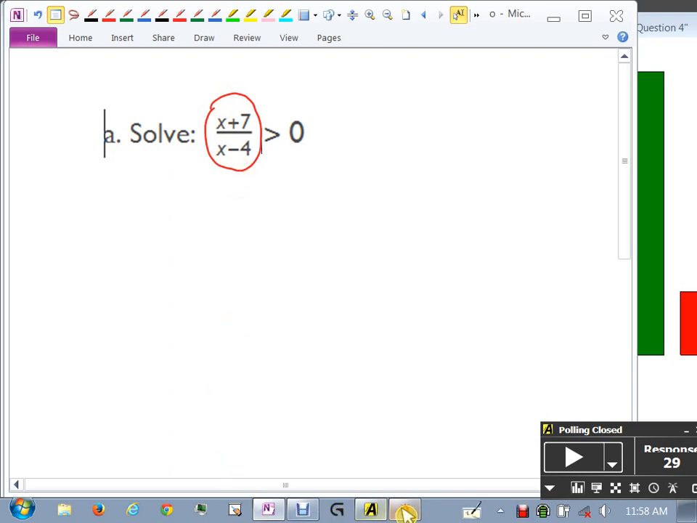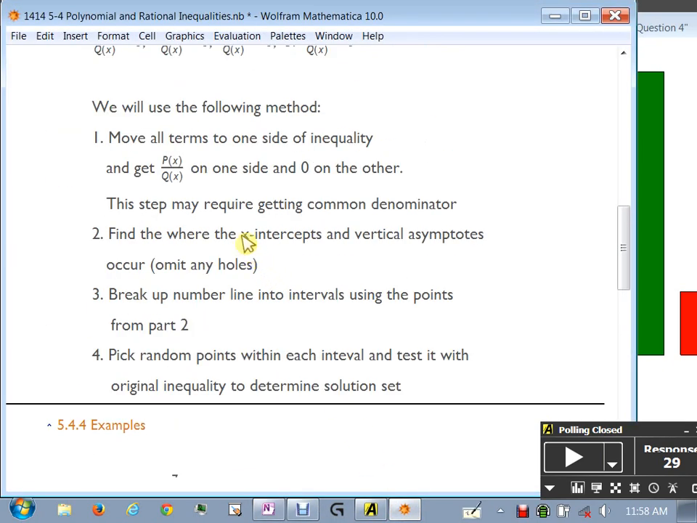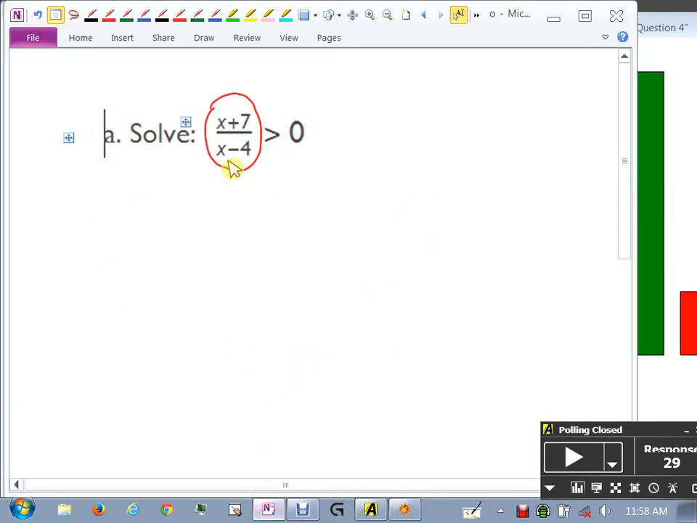The first step was to move everything to one side so that we get a 0 on the other side. We might have to get a common denominator. Well, do you have one fraction on the left side? Is it one big fraction? Yes. That means you don't need a common denominator. Sometimes in the future we'll have two things, and we'll have to put them together first. So we are done with the first step.